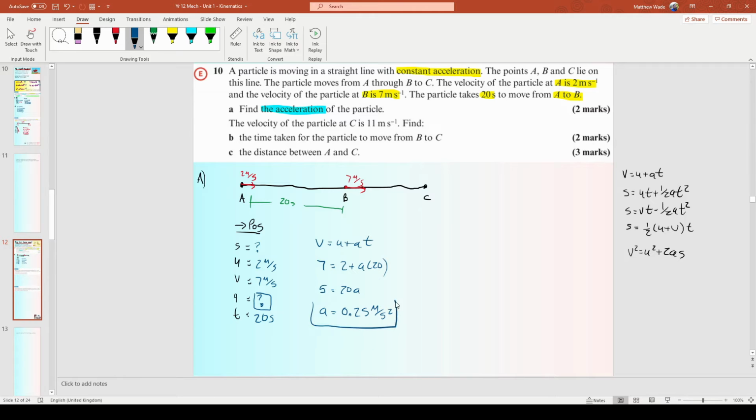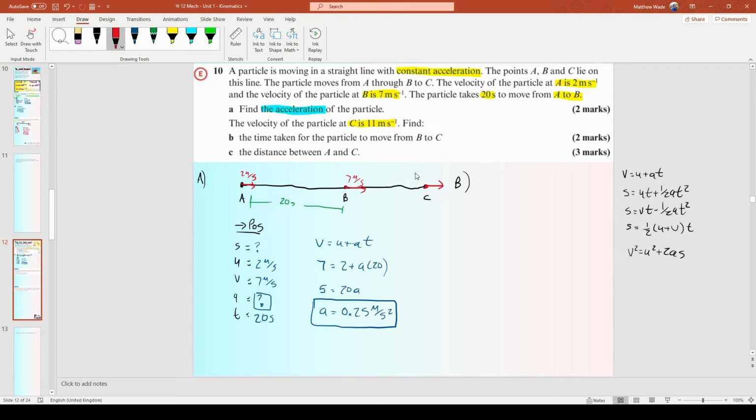It came out positive. That means it's accelerating toward the right, which is exactly what we would have expected. So happy days, buddies, we're flying. Cool. In B, it gives us more information. It says the velocity of the particle at C is 11. So now we can put that into our thing as well. So at C, it's 11.